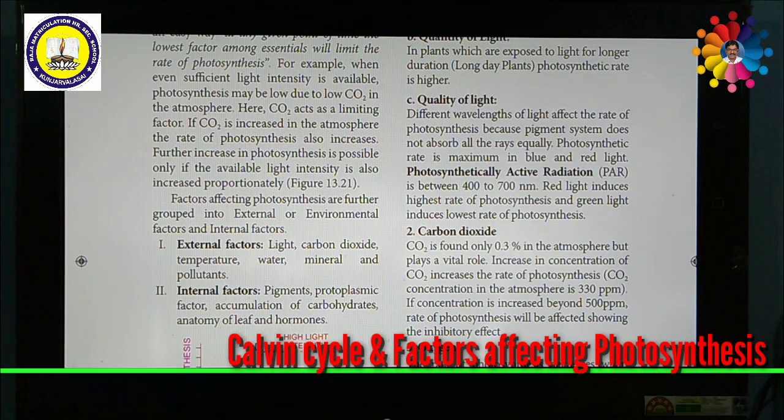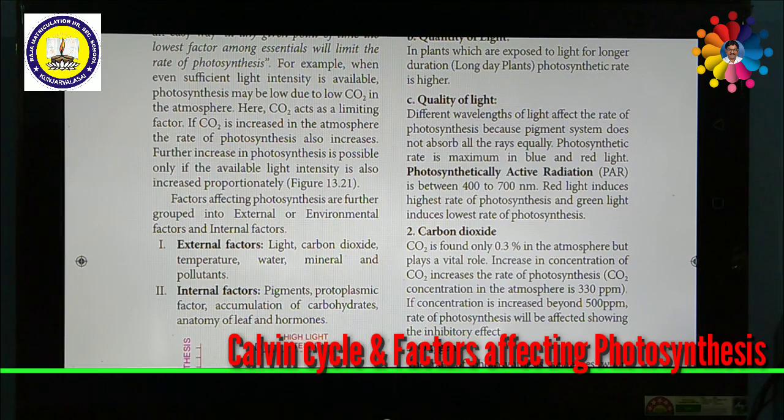Now one by one we can see. First of all, we can see about various external factors like light, temperature and so on. Light is a very important factor. Whenever the intensity of light is available, the rate of photosynthesis gradually increases. Especially when the photosynthetically active radiation is around 400 to 700 nanometer, the photosynthetic rate will be more. Such a wavelength range is called the photosynthetically active radiation.